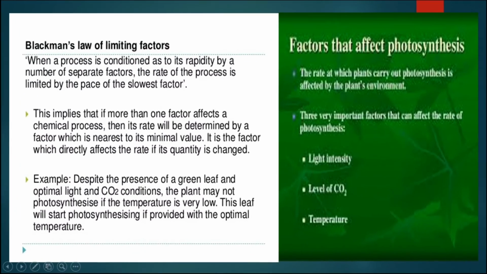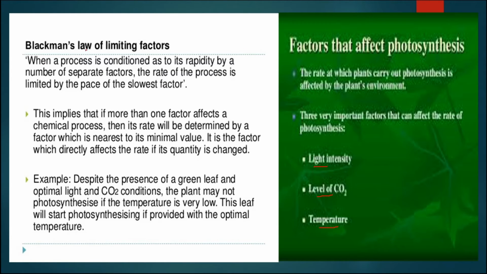The slide is showing the factors. There are some factors which help in the process of photosynthesis and affect its rate, and these factors are light intensity, the type of light, the level of CO2, temperature, etc. So, these are the factors which determine the rate of photosynthesis.